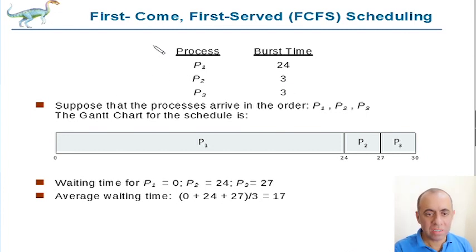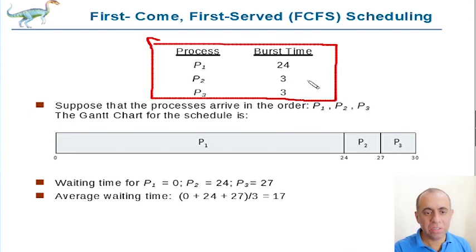So for example, this is a table which was made by the operating system. Whenever a process came into the ready queue, whenever a process started requesting CPU, the operating system simply added it to this table. The first one was P1, it was added to the table. The second one was P2, and the third one that came was P3.